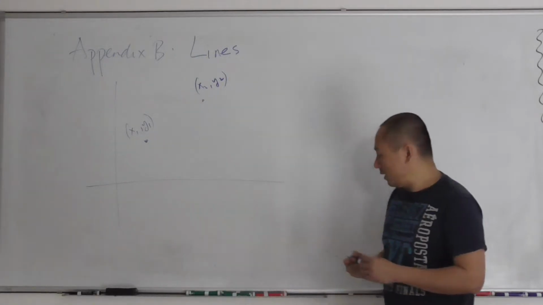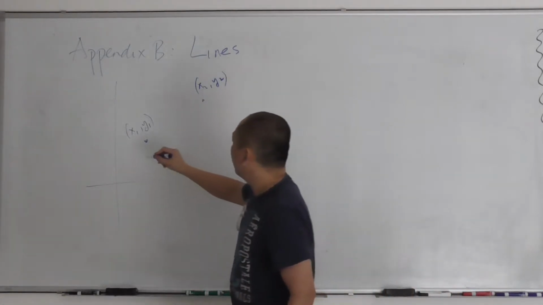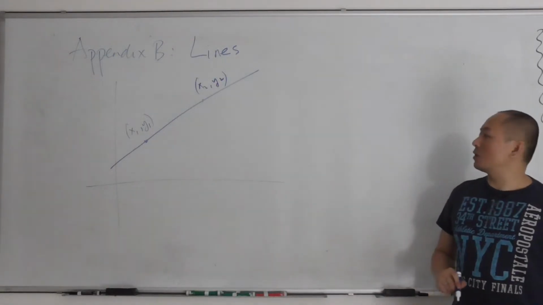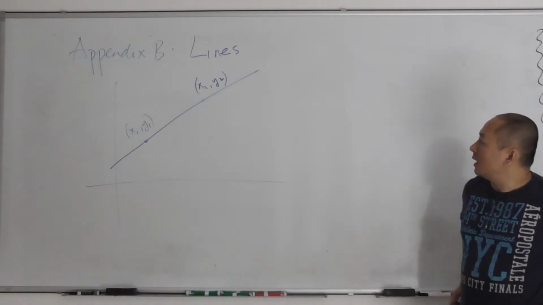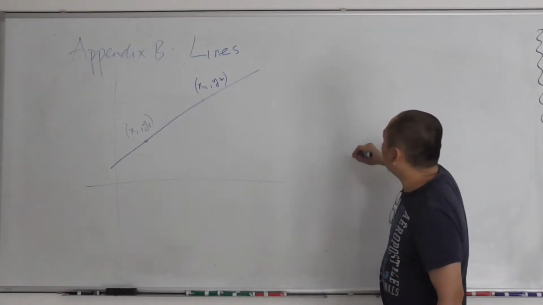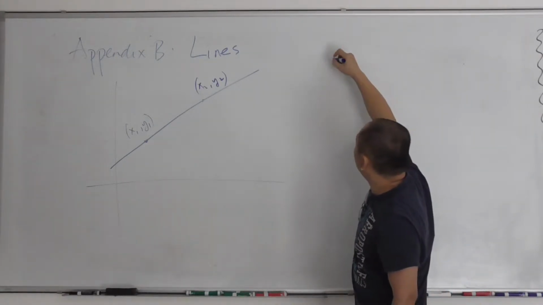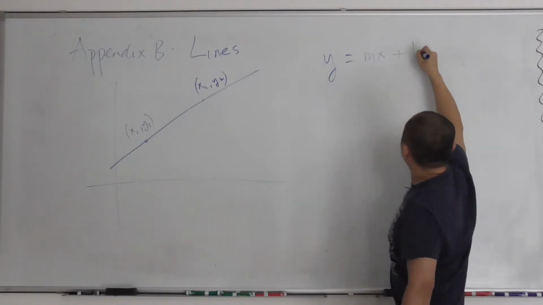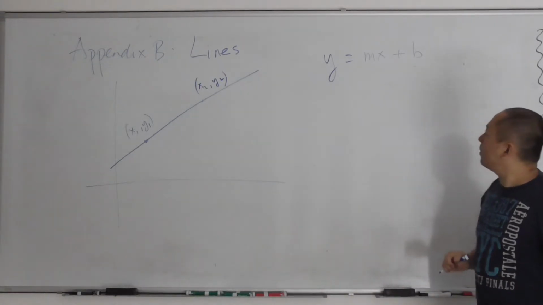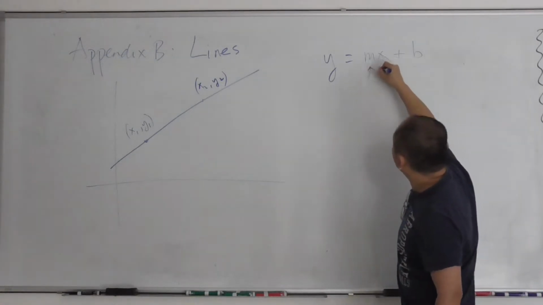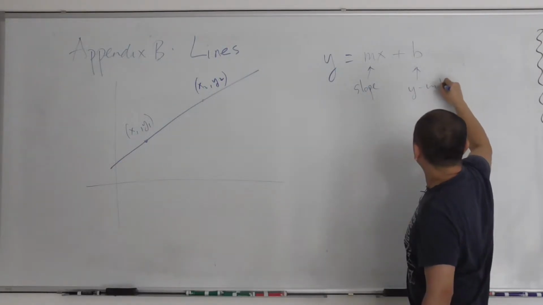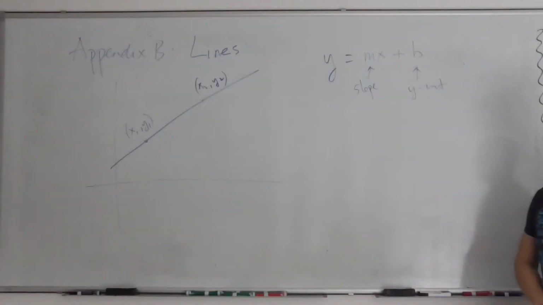As we all know, whenever you are given two points, you can always draw a straight line that goes through the two points. The very basic equation of the line is written this way: y equals mx plus b, where m is the slope of the line and b is the y-intercept. This is a review from your intermediate algebra and college algebra, so I've got to go quick.